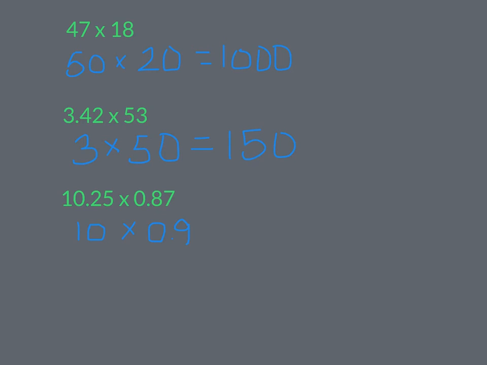So when we multiply 10 times 0.9, we get 9 for our answer. Now, since one factor here we rounded down and the other we rounded up, the actual product is close to 10.